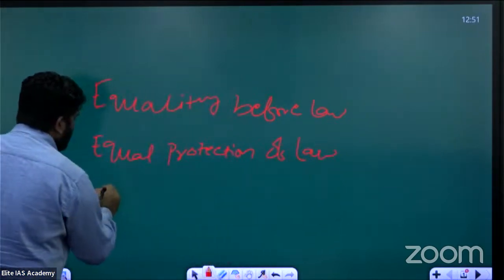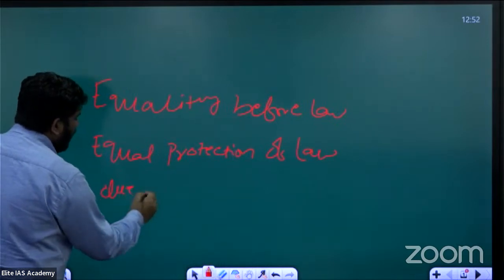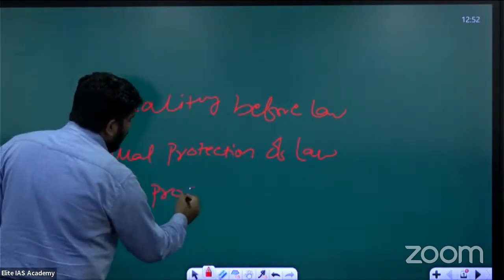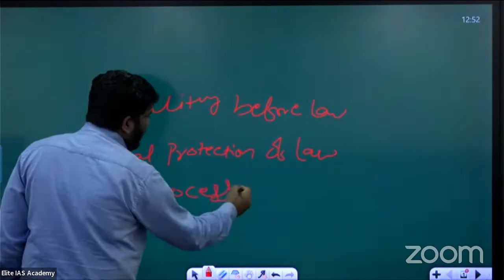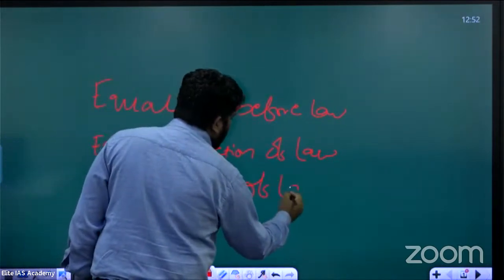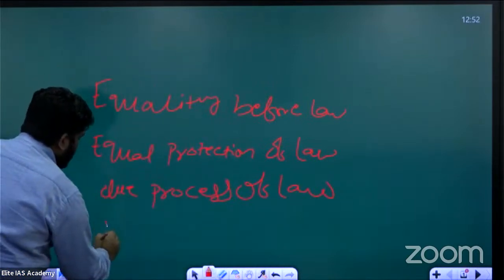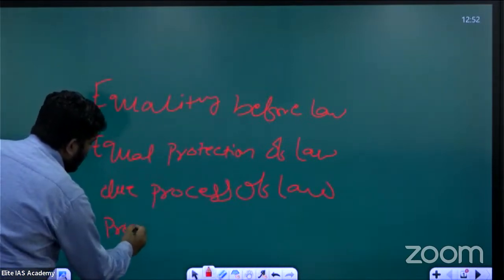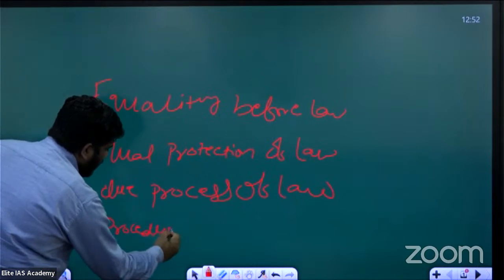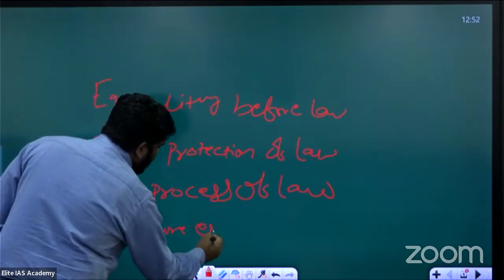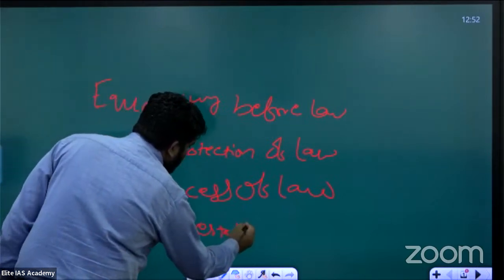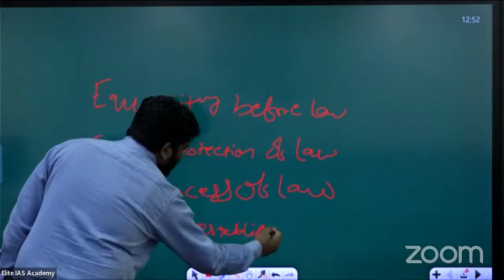Third term is due process of law. And fourth and last term is procedure established by the law. These are the four important parameters of basic of polity that I'll explain to you.